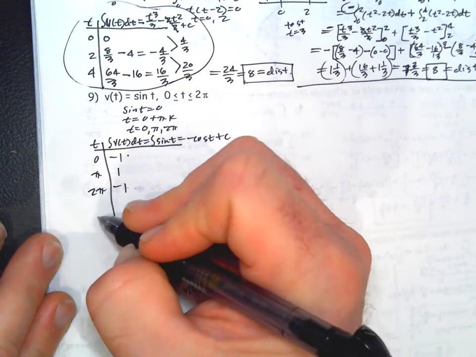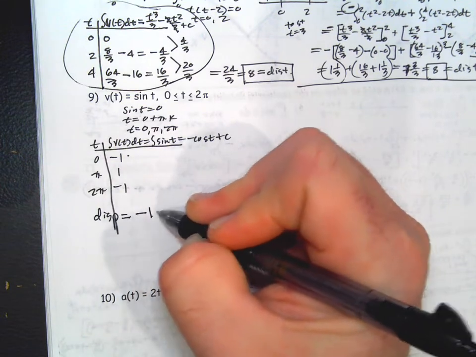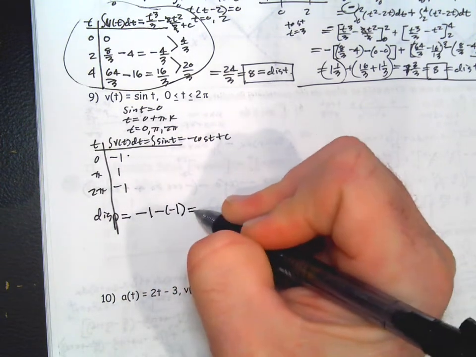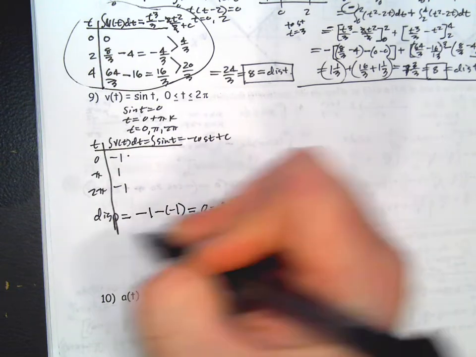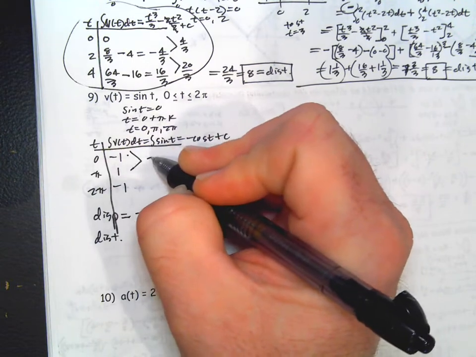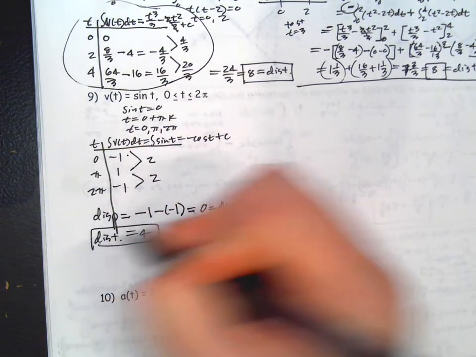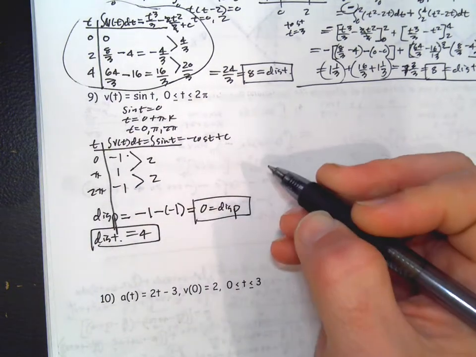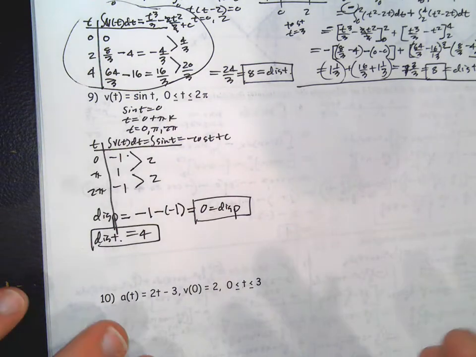So there's two things here. The displacement is just the final position minus the initial position, no matter what, which is 0. And the distance is going to be all these distances added up. That's 2, that's 2. The distance is 4. So do you like that? Limiting the amount of work for both parts right there? I mean, that's the way I would do it.